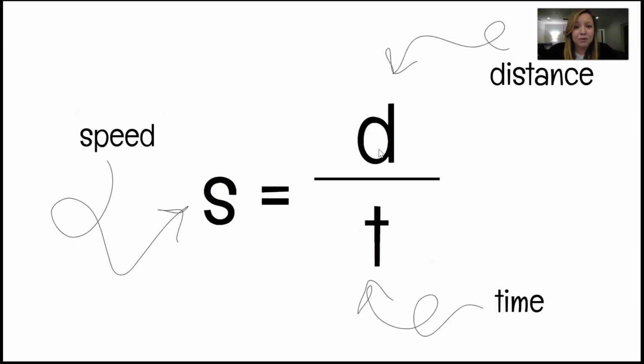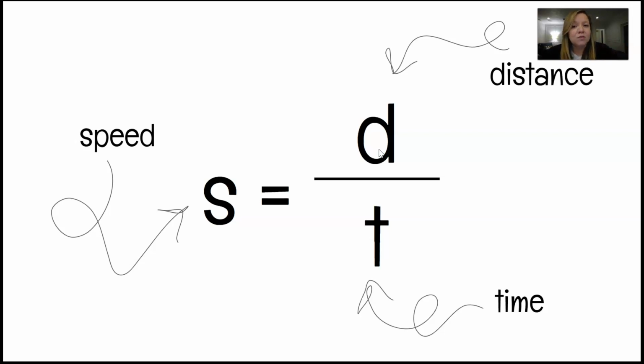You can calculate both types of speed using this formula here. Speed equals distance divided by time. Speed is represented by the variable s, distance is represented by the d, and time is represented by the t.